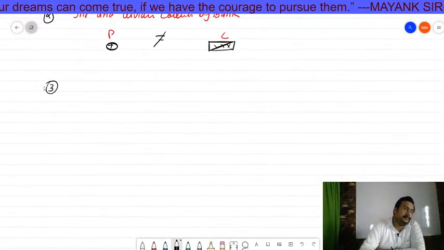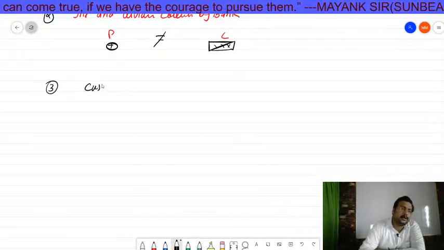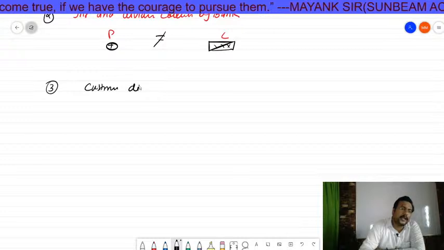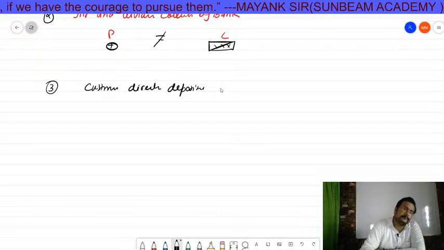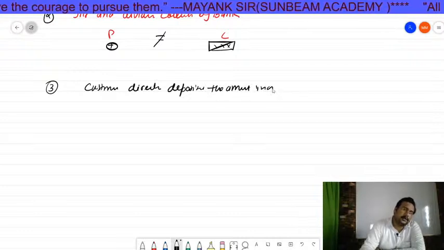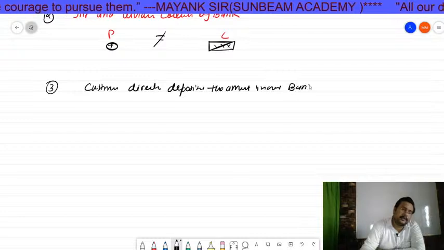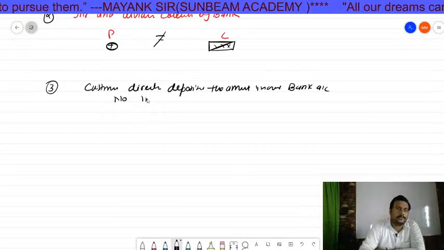Number 3, देखो बच्चा, very famous: a customer directly deposited the amount in our bank account, with no information to us.